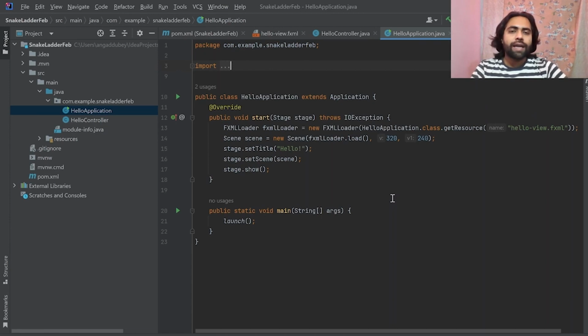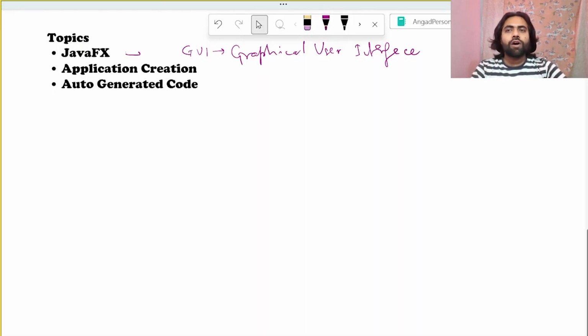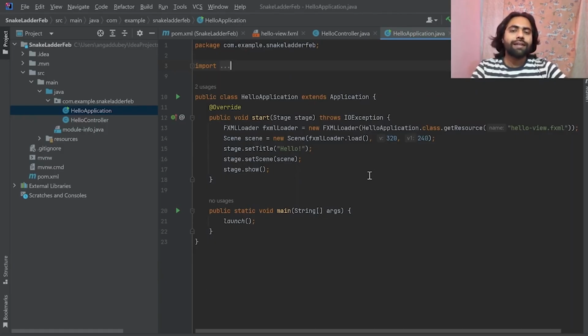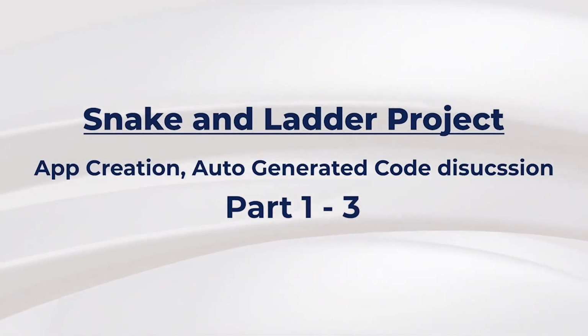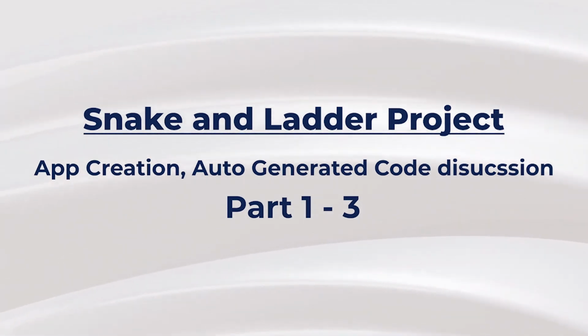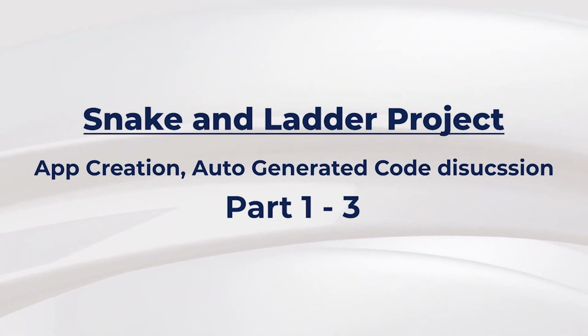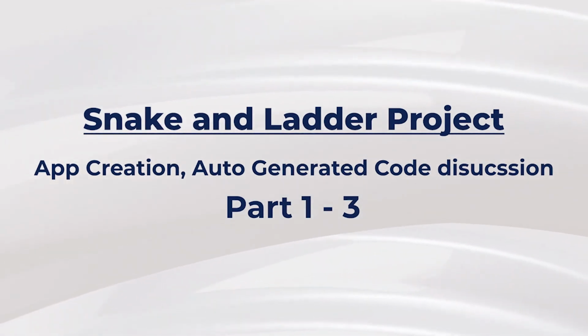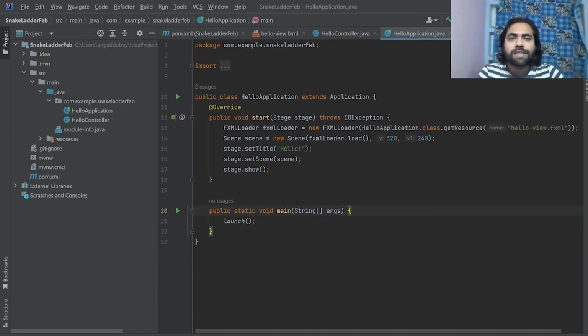Now obviously you can see a lot of methods here, some classes and everything got generated for you. The third agenda of our video is the auto-generated code. So now we will try to understand the auto-generated code: what is this piece of code, what are its parts, and how is it helping us? Okay, so now let's discuss this auto-generated code.